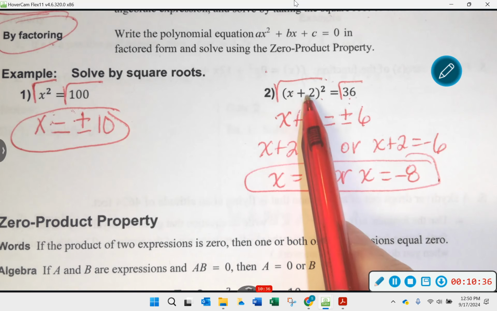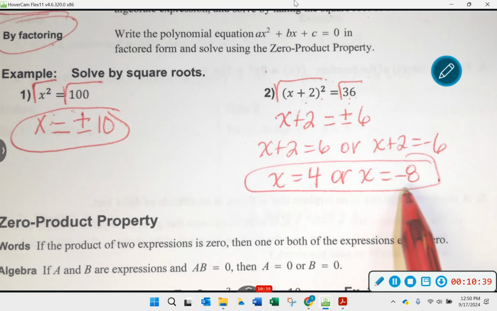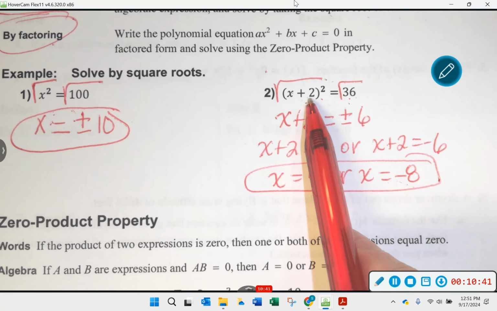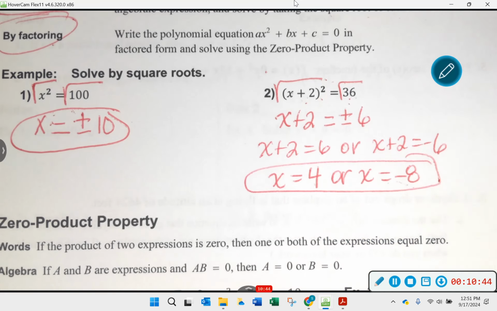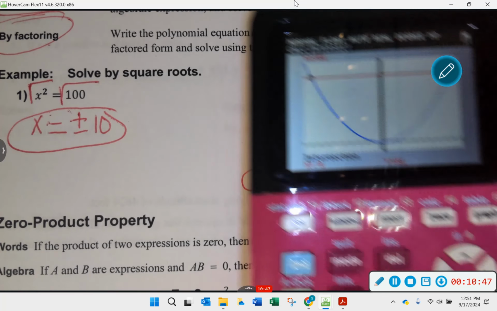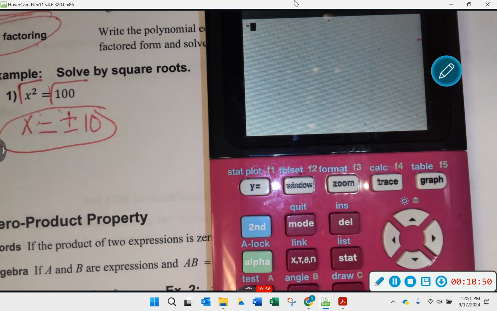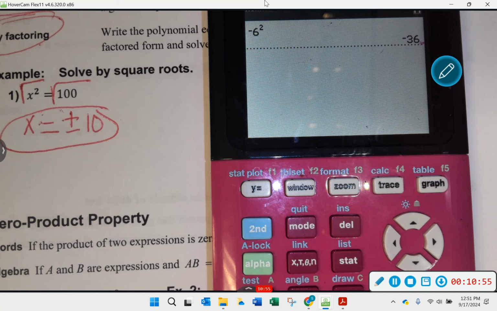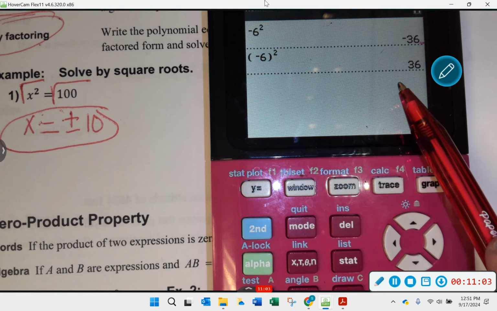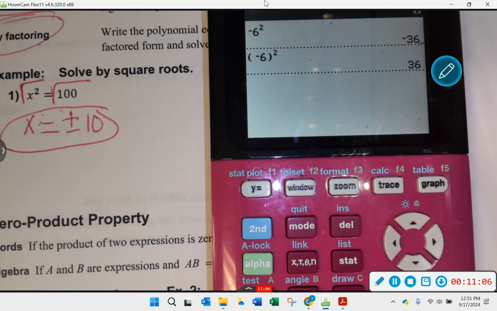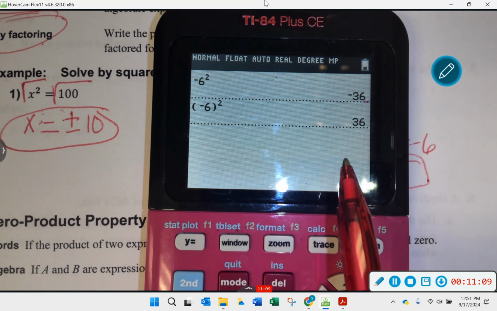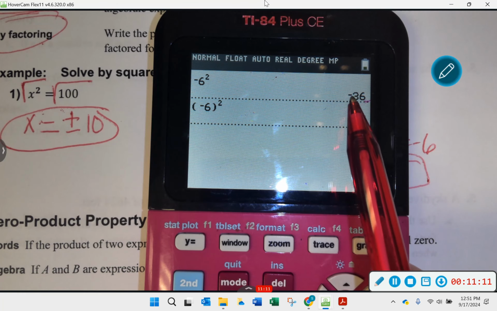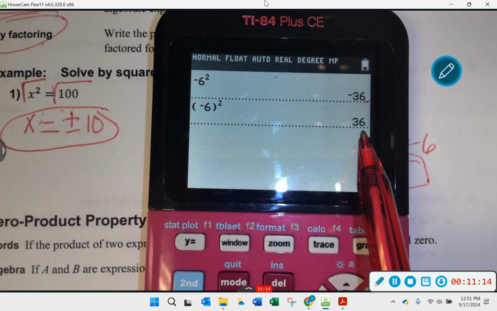I can check that. 4 plus 2 is 6. 6 squared is 36. Check this number. Negative 8 plus 2 is negative 6. Negative 6 squared is 36. Why is it, though, when I go to my calculator and I do negative 6 squared, why doesn't it say 36? You want me to put it in parentheses? Let's see. Negative 6 squared. Oh, now it works. So what is the calculator doing back here? Is it just like a big mistake or what? Why would it say negative 36 here but positive 36 here?